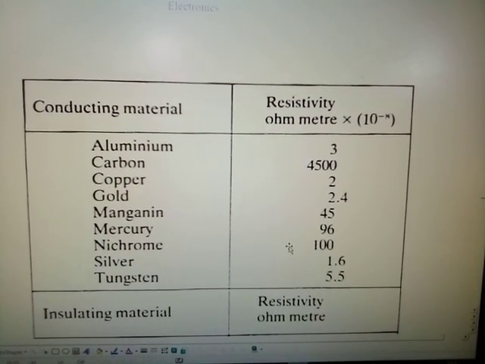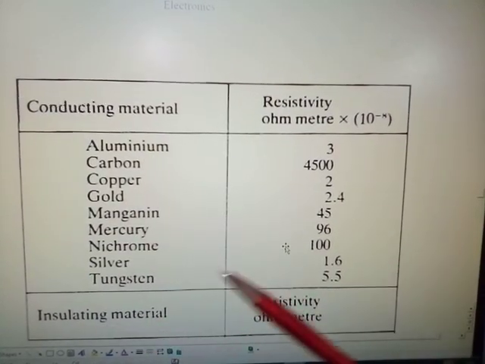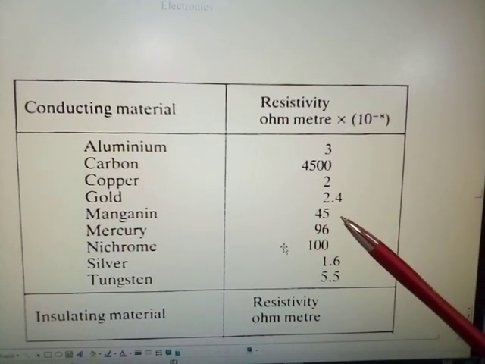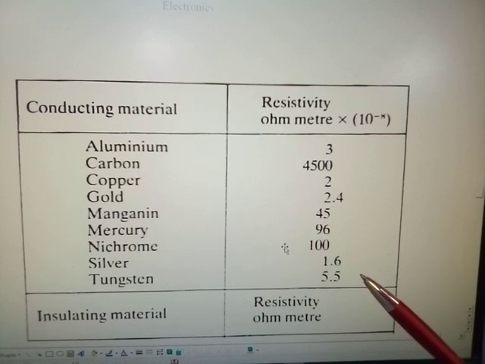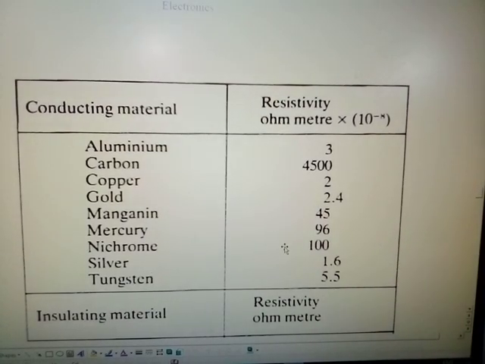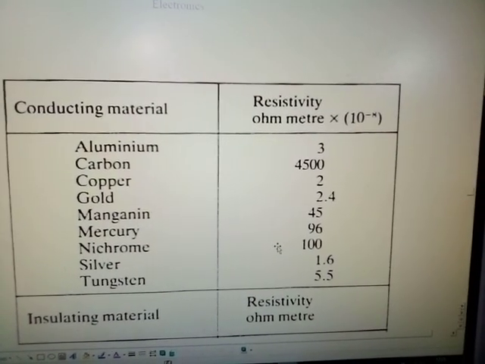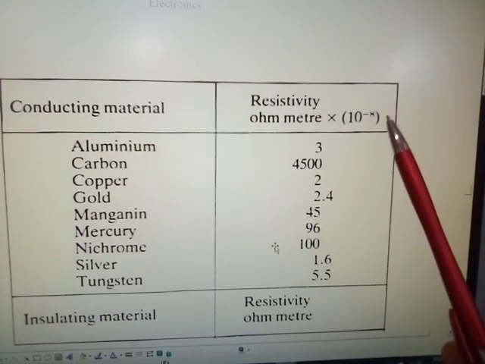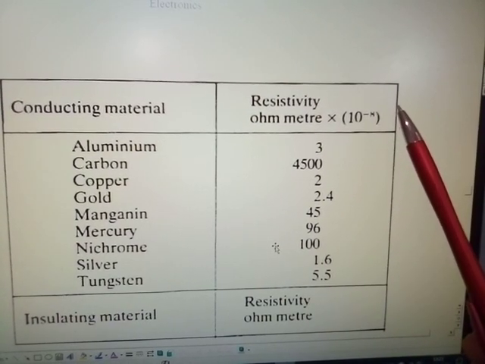And here we have given you a list of materials and their relative resistivity in regards to their materials. Now remember that it says ohms per meter times 10 to the n. N could be any figure, okay?